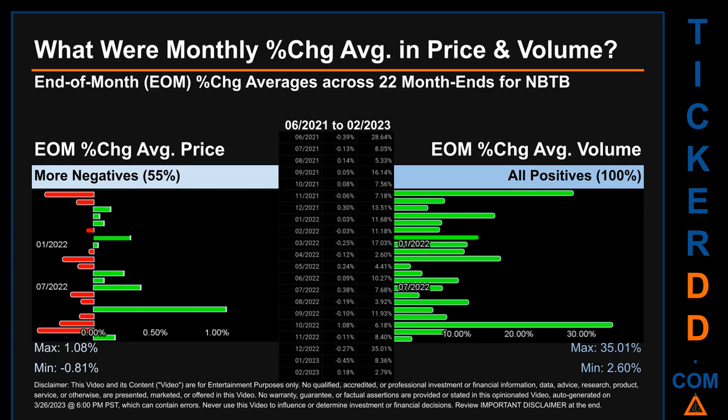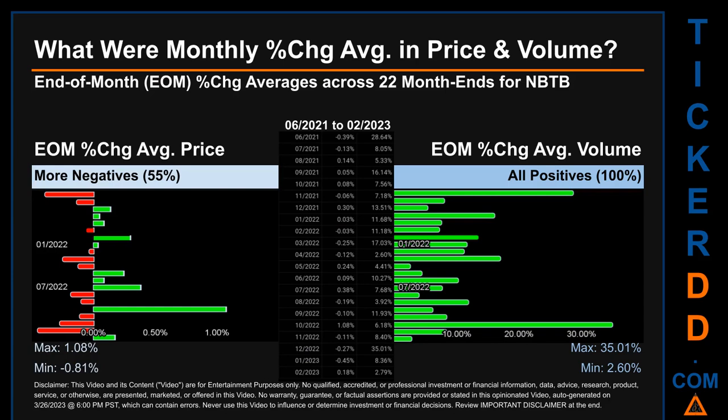What were end-of-month percentage change averages in price and volume for NBTB? The monthly average of percentage change in price and in volume were calculated for each of the 22 month ends. That calculation took daily percentage changes and averaged them for each given month. If a month end came out negative, then it means that the month summarily saw a negative change. From 06/2021 to 02/2023, out of 22 month ends, 12 had a negative percentage change in average price. Meaning 55% of month ends saw a negative percentage change in average price. In terms of volume, 22 out of 22 month ends had a positive percentage change. That is 100% of month ends saw a positive percentage change in average volume.